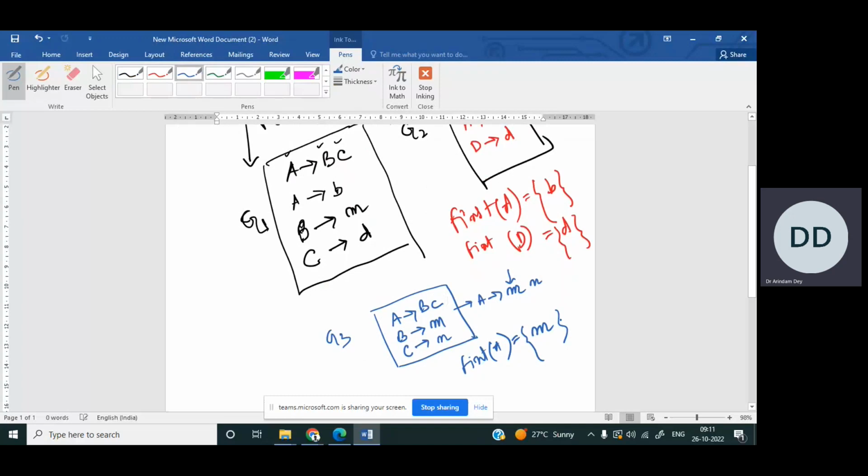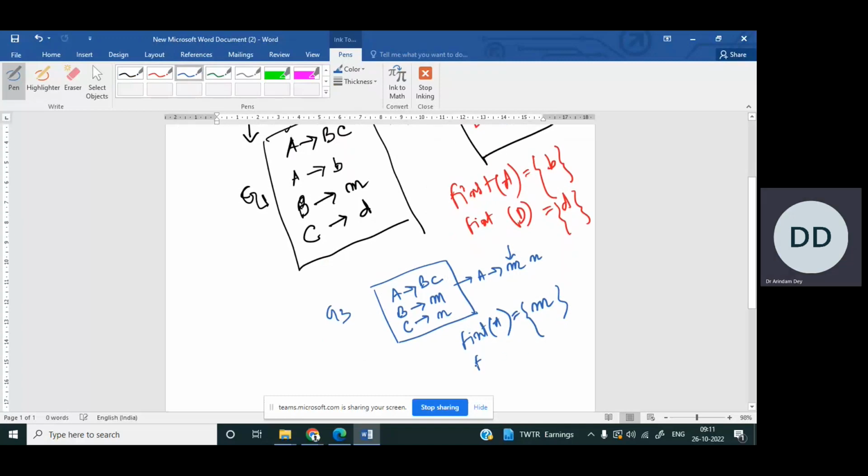Now in the same way, if I ask the first of capital B and the first of capital C, the first of capital B again will be m, because this is the only expansion that I have, and for capital C it will be n. So once this idea is clear, the first of a variable will be the first terminal that I get from that expansion.